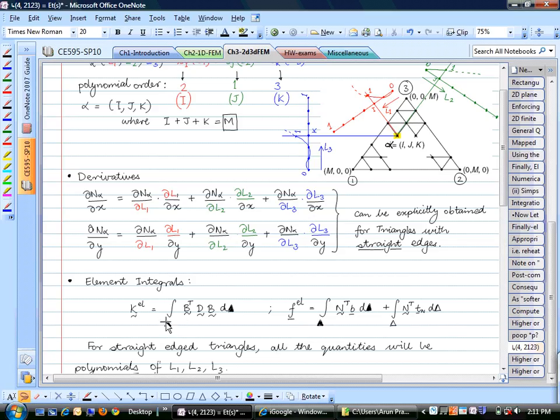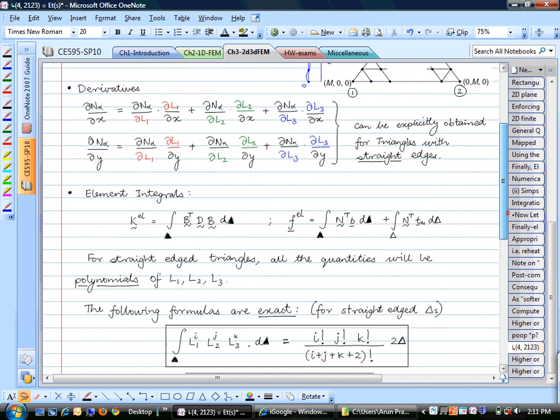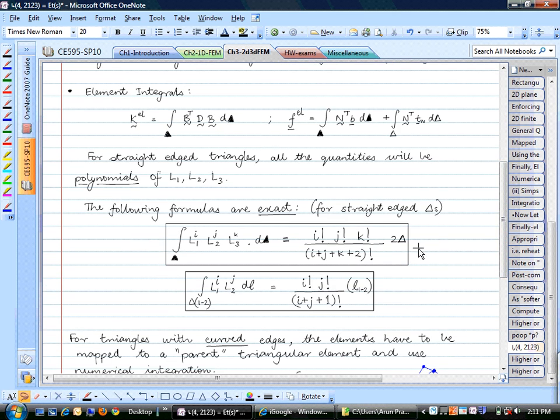And we've seen how to calculate these integrals for the constant strain triangle, and we saw that all this was constant. You could take this out and multiply it with the area, and you get your element stiffness matrix. Something very similar happens even for triangles in higher order. In higher order, what we have is a couple of exact formulas. And again, these are valid only for triangles with straight edges. But let's say you have a polynomial which is of order I in L1, J in L2, and K in L3. This is a product of polynomials in L1, L2, L3.